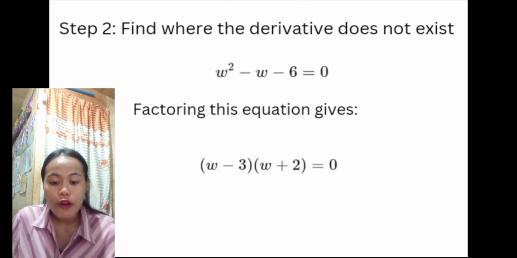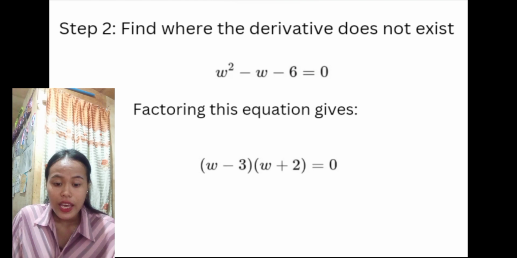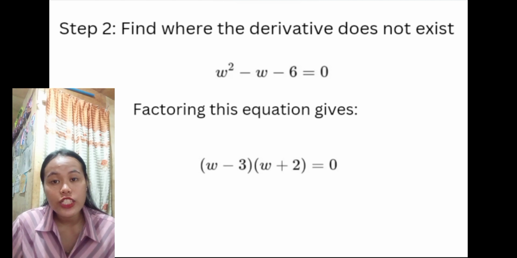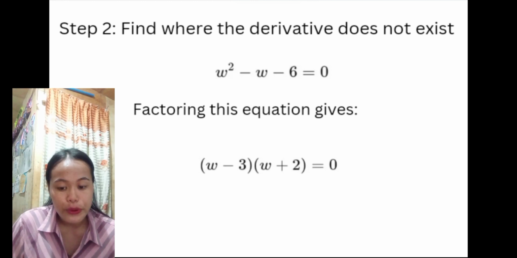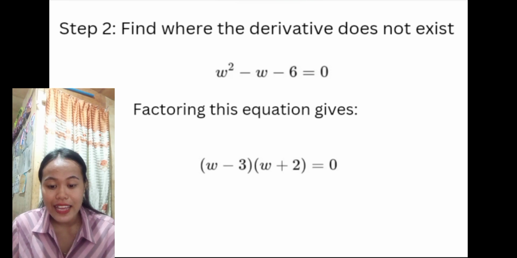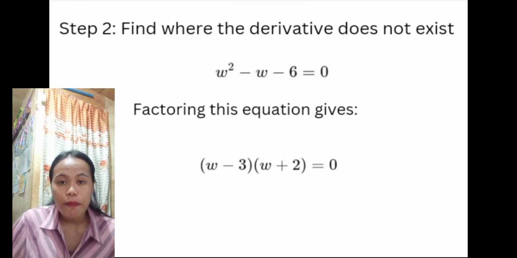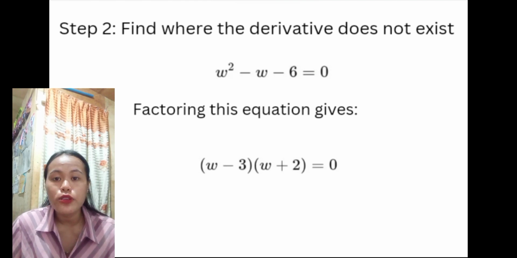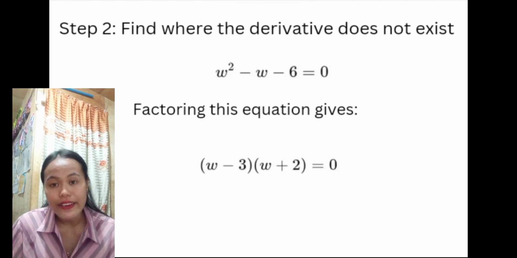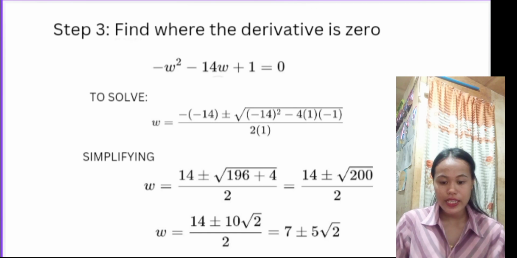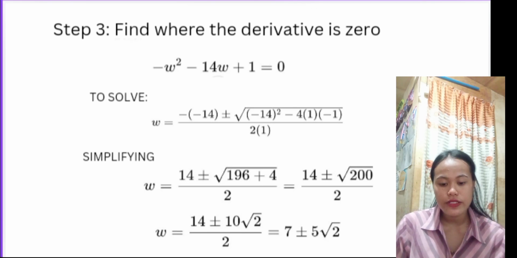However, these points are not critical points because the original function r of w does not exist at these values of w. Therefore, w equals 3 and w equals negative 2 are not critical points. For step 3, we need to find where the derivative is 0.